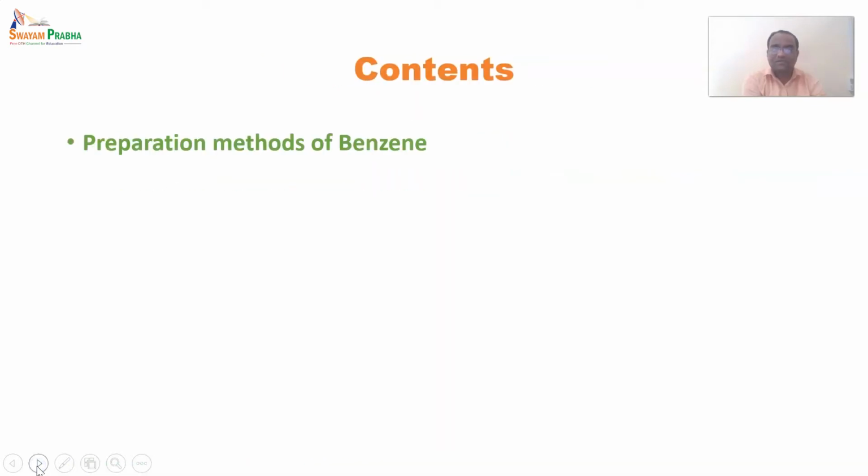So now let's see the contents of this session. The first content is preparation methods of benzene. As far as the syllabus is concerned, we will look at around 5 preparation methods of benzene. After that, reactions of benzene. This part has already been covered, so we will summarize the reactions of benzene. In the earlier session, we saw some reactions of benzene with mechanisms, like sulfonation, halogenation, Friedel-Crafts acylation and alkylation. Such reactions will be encountered again, so we will see them in summarized form.